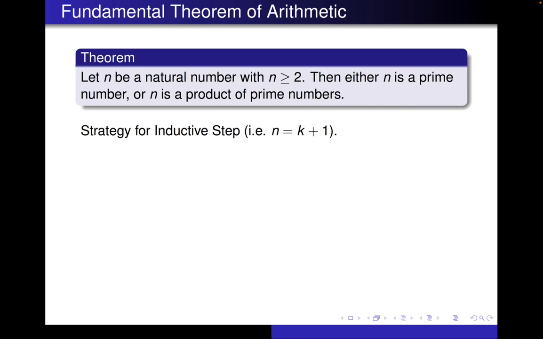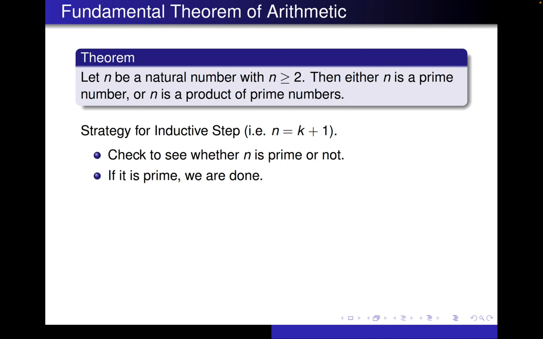All right, so here's our strategy. We're assuming that all the numbers between 2 and k have a prime factorization. They're either prime or a product of primes. Now we want to prove that n equals k plus 1 is either a prime or a product of primes. So what's our general strategy? Well, we first want to check to see if our number n is prime or not.